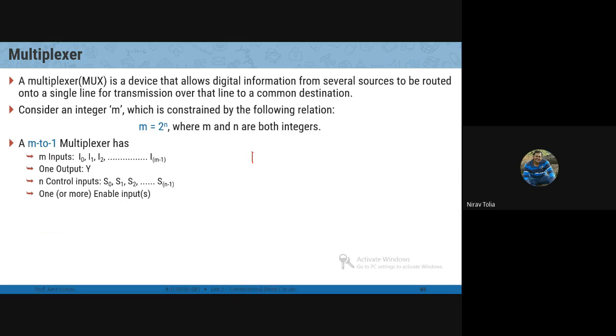So that's why the multiplexer is also known as a data selector. Why? Because it will take the data from several inputs, like the m numbers of inputs, but at a time only one data is connected with the output. So m is the input. We have only one output, I mean Y.